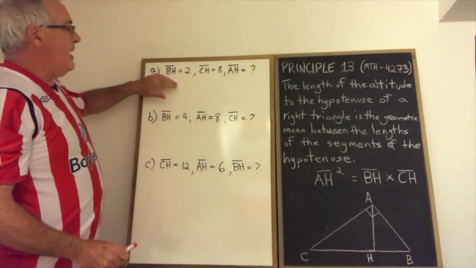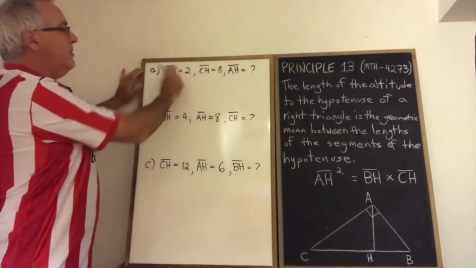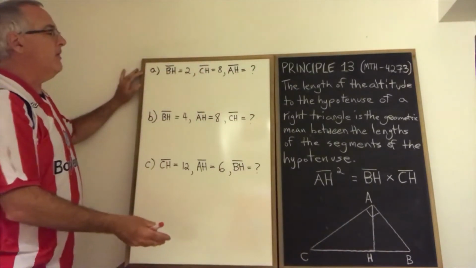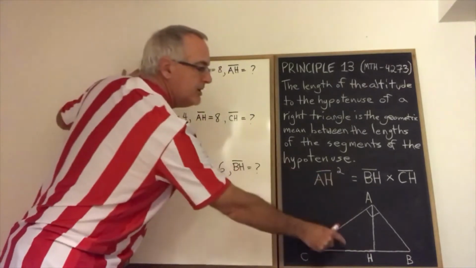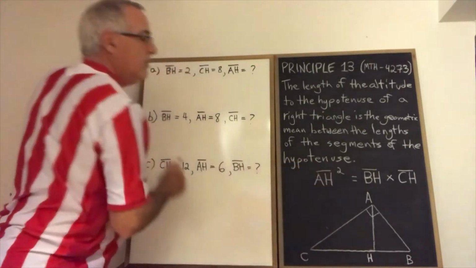In question A, BH, the shorter segment of the hypotenuse, is 2 units in length. CH is 8 units in length. That's the longer segment of the hypotenuse. And AH, which is the altitude, is our unknown. So we fill in this little formula with the values we have.